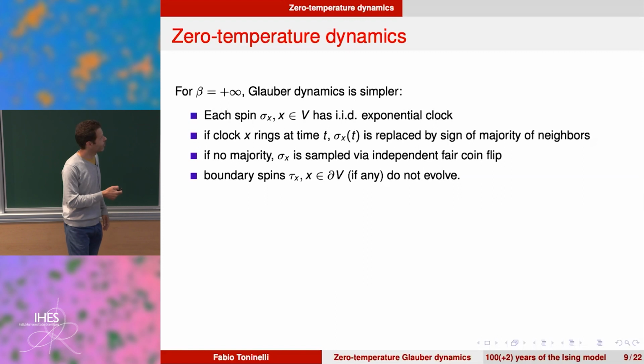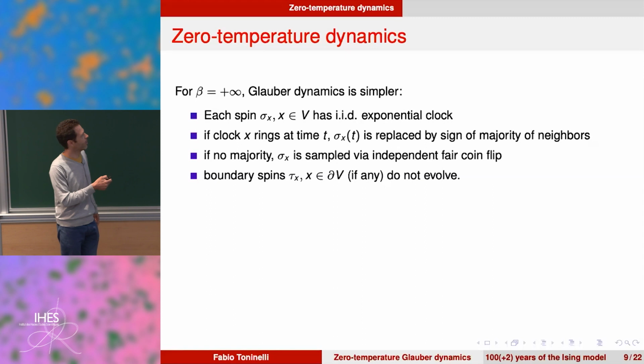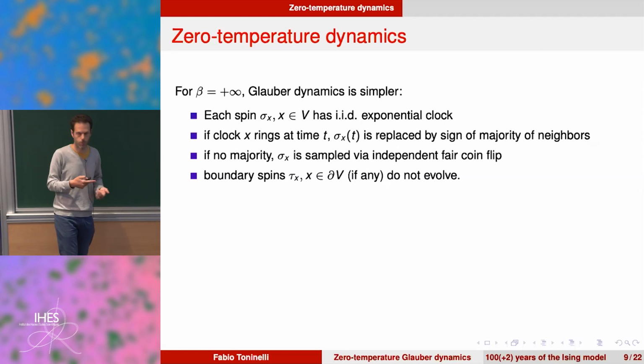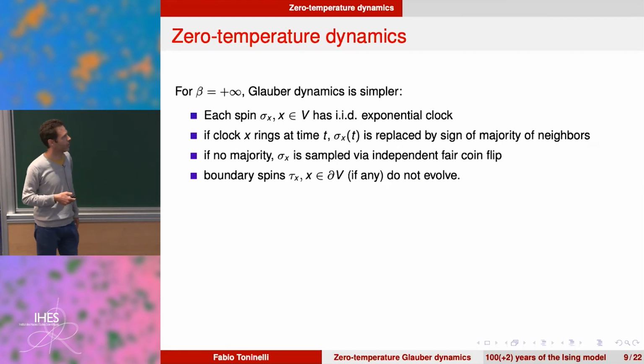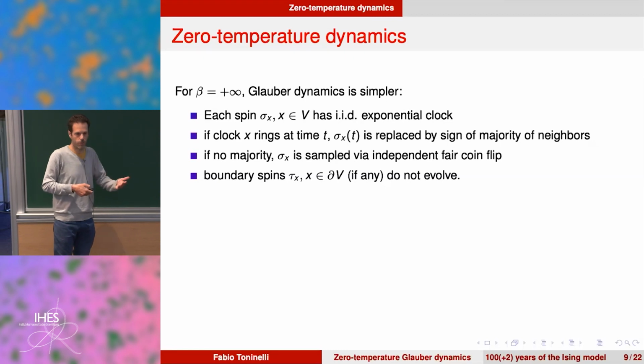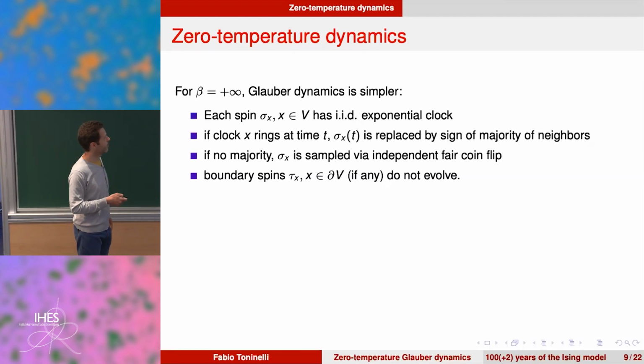At zero temperature, so beta equal to infinity, the process can be redescribed as follows. Every spin has an independent i.i.d. exponential clock. When it rings, you just look at your neighbors. You have 2d neighbors. If there is a majority of one of the two signs, then you update that spin to that majority. But since the degree of the graph is even, it could happen that there is a tie. In that case, you just flip a fair coin, independent of whatever has happened before, and you decide your update like that.